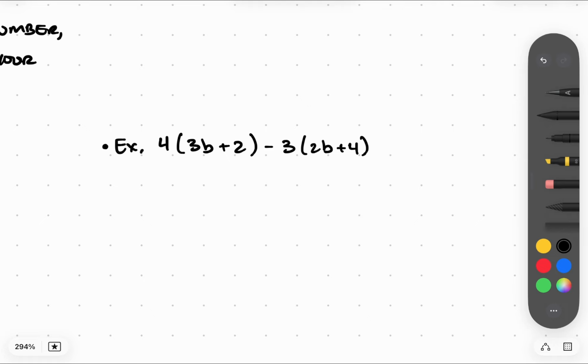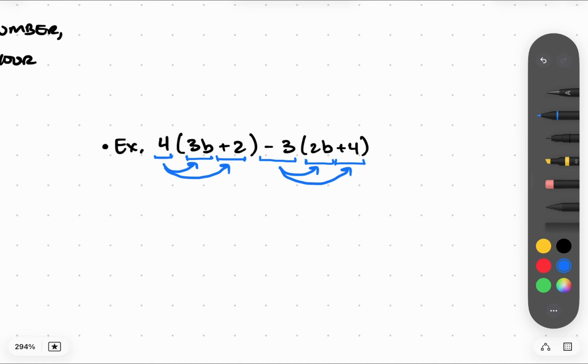So before I continue, or as I start this, I do want to make sure that I identify all my terms. I got the 4 there, I got the 3b, I got the plus 2. Now on this side, I have a negative 3, I have a 2b, and I have a positive 4. So the 4 is going to be multiplied by the 3b and the 2. The negative 3 is going to be distributed to the 2b and the 4.